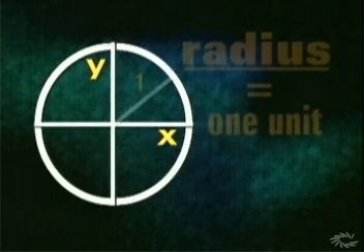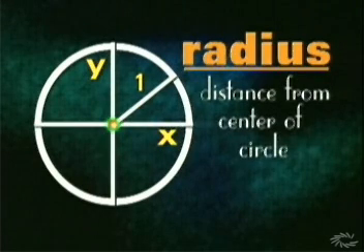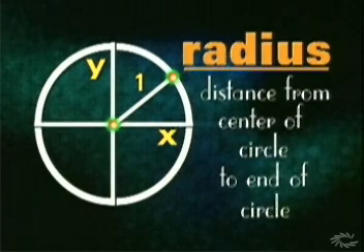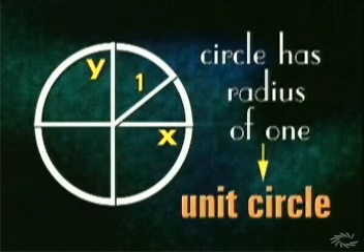Let's take a look. We're going to start by drawing a circle on a coordinate graph. To keep things simple, we'll just give this circle a radius of 1 unit. Remember from your geometry class that the radius is the distance from the center of the circle to the end of the circle. Anytime a circle has a radius of 1, it's called a unit circle.